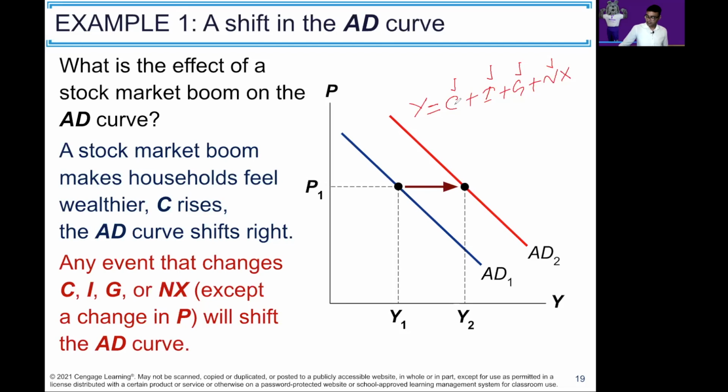Here you need to remember that except for a price change, if you change the price, you will move along the aggregate demand curve, not shift it. Except for a price change, whatever event changes your C, I, G, and NX will shift your aggregate demand curve.